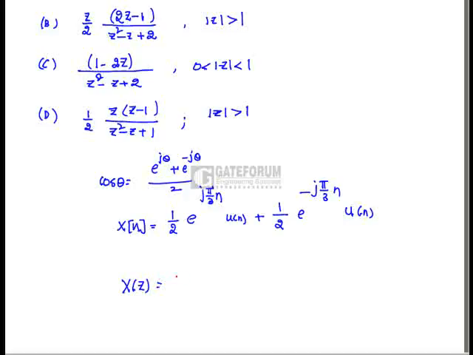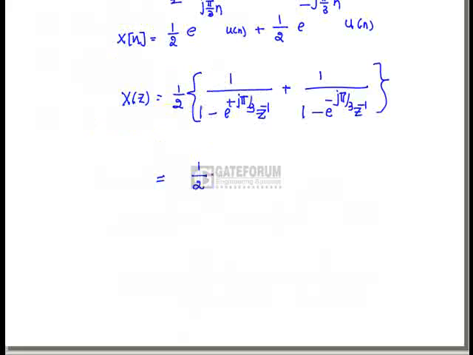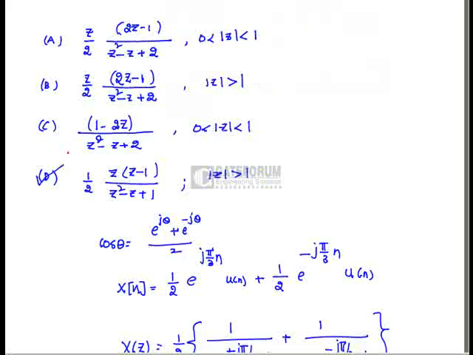By using the standard z transform relations, we can convert x of n into x of z as follows. X of z equals 1 by 2 times 1 divided by 1 minus e power j pi by 3 z inverse, plus 1 divided by 1 minus e power minus j pi by 3 z inverse. After simplification, x of z is z into z minus 1 divided by z squared minus z plus 1, mod z greater than 1. Here the option is D.